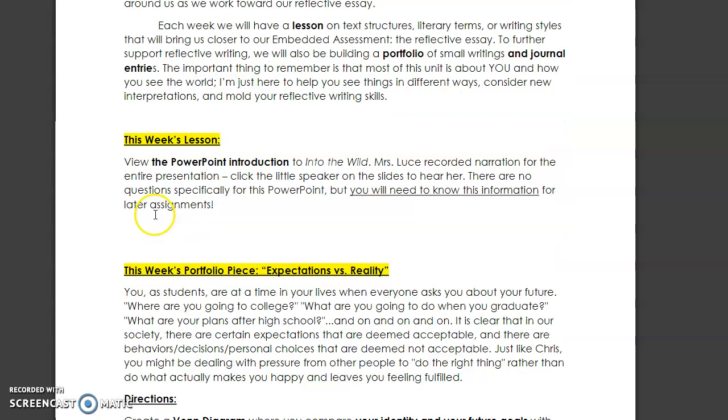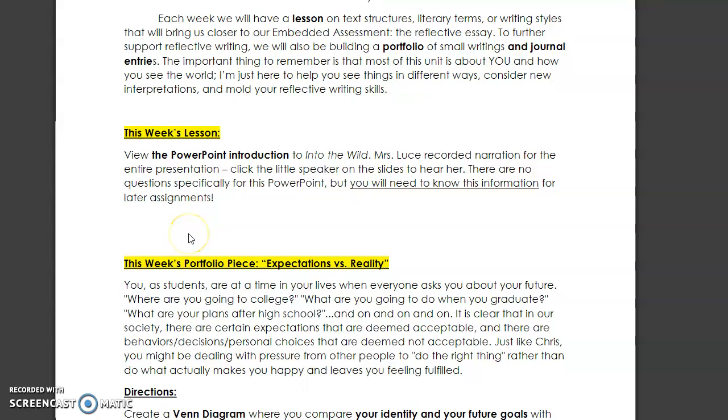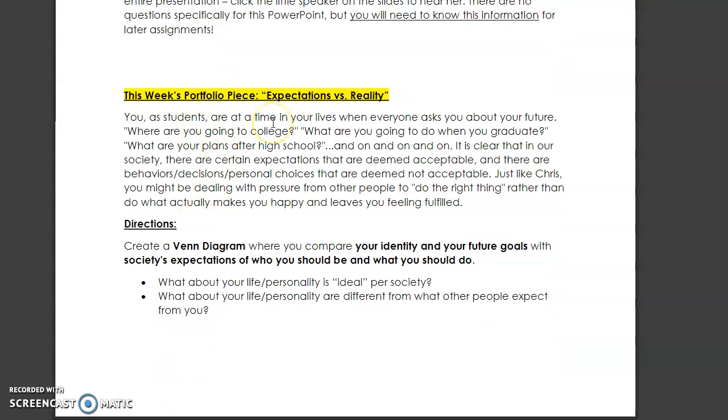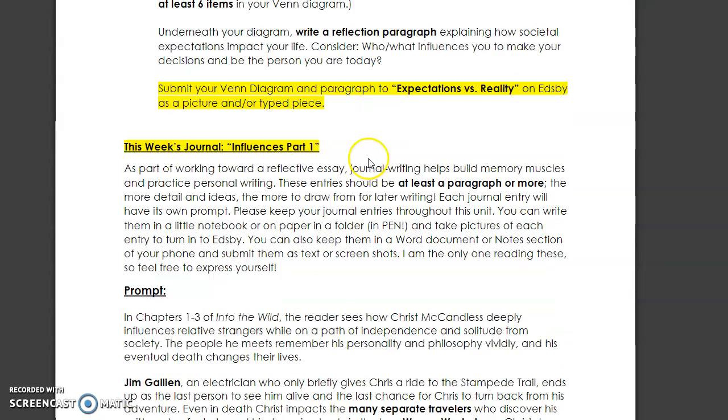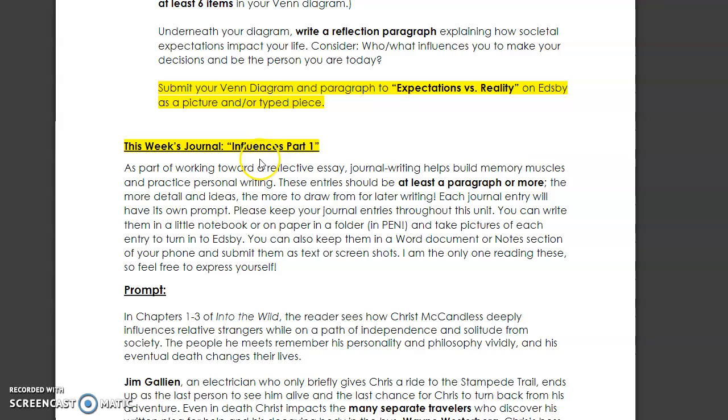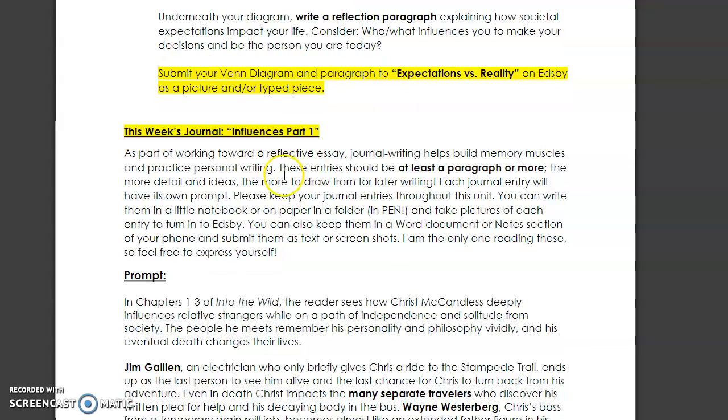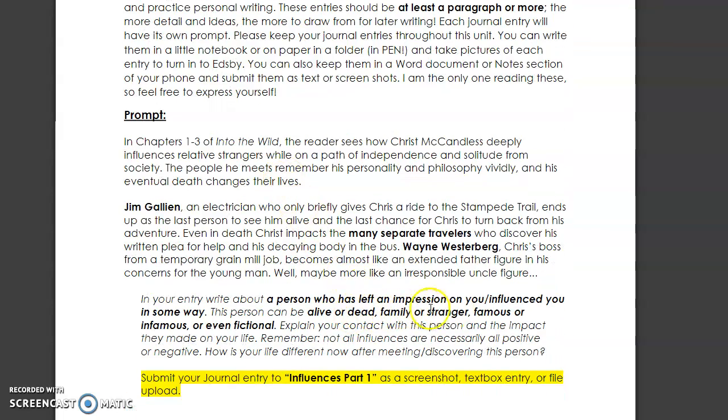For e-learning week 2, we have the lesson, which is the PowerPoint introduction. That's the other file in here. We have the portfolio piece, in which you're making a Venn diagram. What are society's expectations for teenagers like you? And then what is your reality? What do you actually care about and like, and how you don't fit in? And then the last piece is a journal entry where you're talking about people who have influenced you. They've left some sort of impression, good or bad.